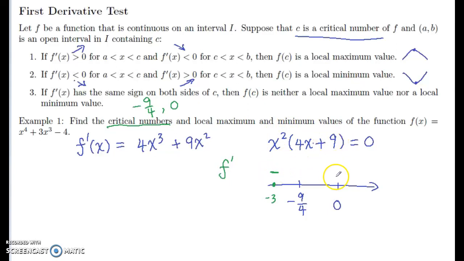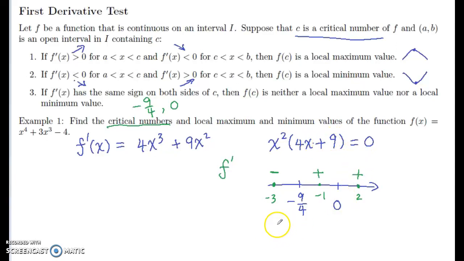Here you can pick a test point of negative 1. Plug in negative 1, you have positive. Here negative 1 is also positive, so you get a positive number. Here you can plug in the number 1 or the number 2. So 2 squared, right? 4 times 2 plus 9, both are positive, so it's positive here.